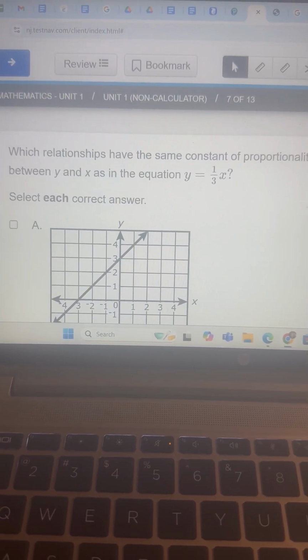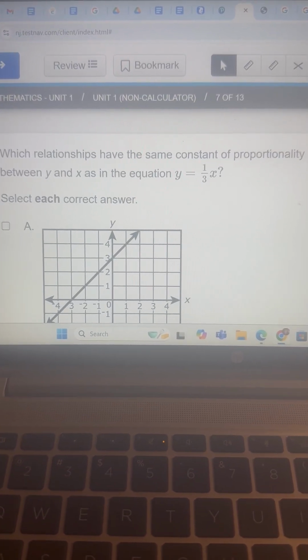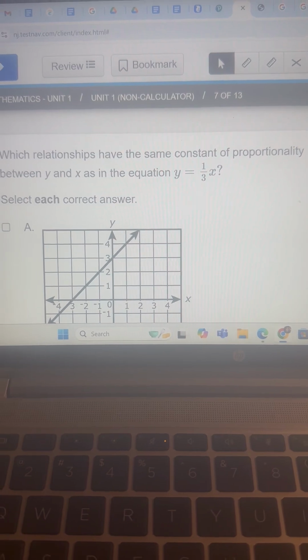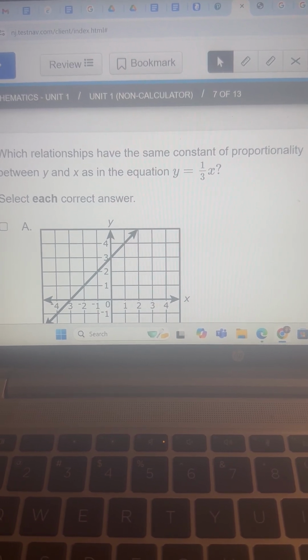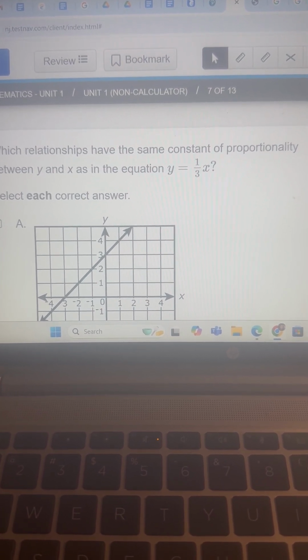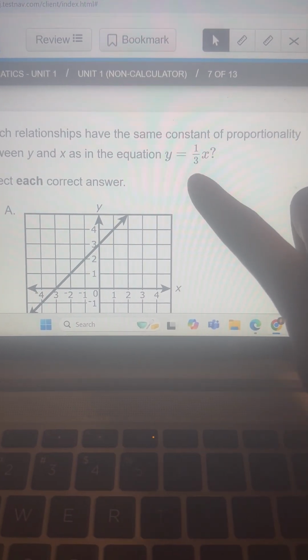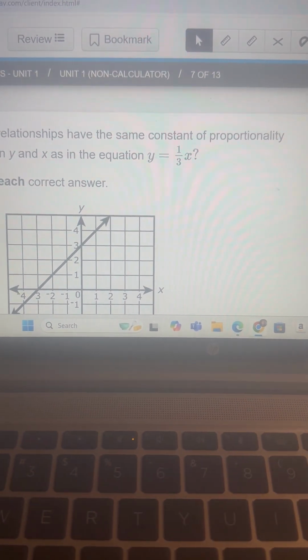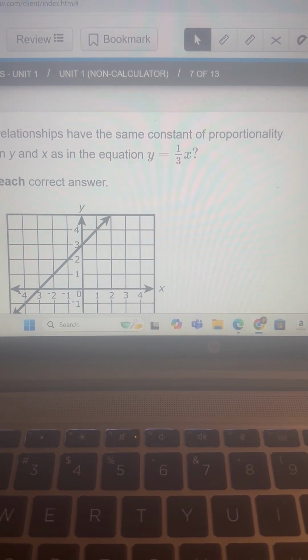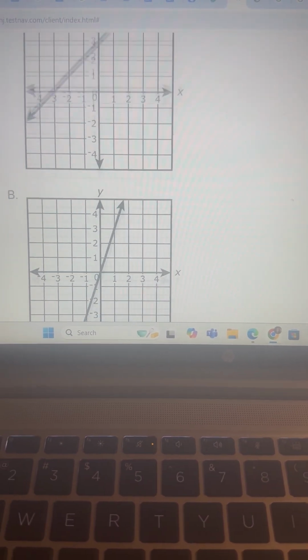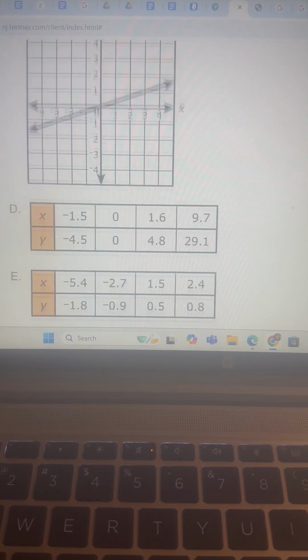Question 7. Which relationships have the same constant of proportionality between y and x as in the equation y is equal to 1/3 x? So we see 1/3 x. Remember, this 1/3 represents k, or the rate of change. So we want to look at all the other options here and see which one has a rate of change of 1/3.